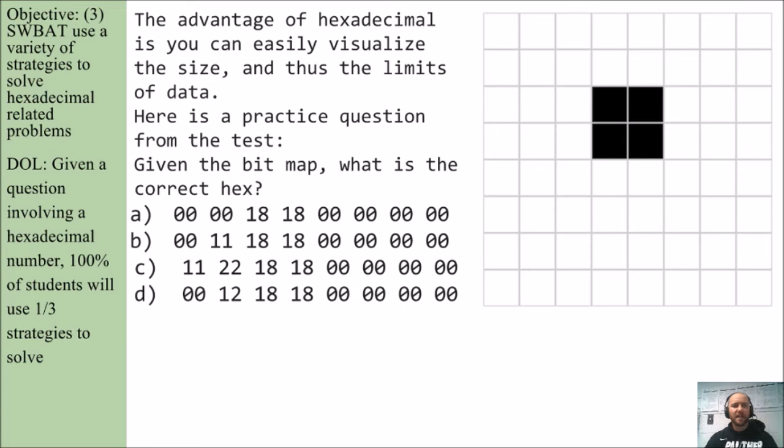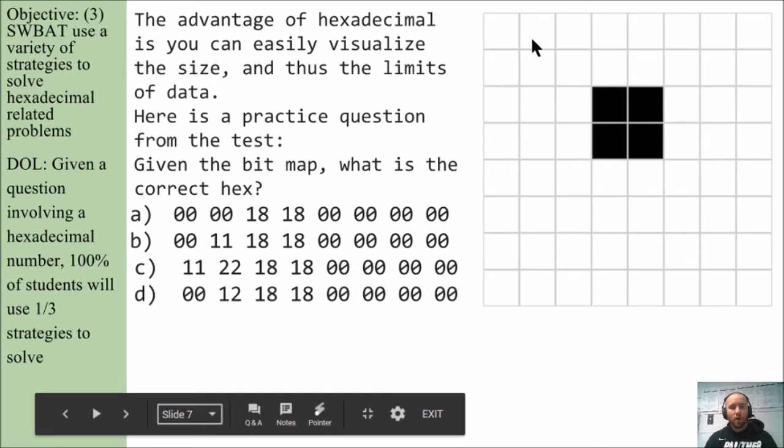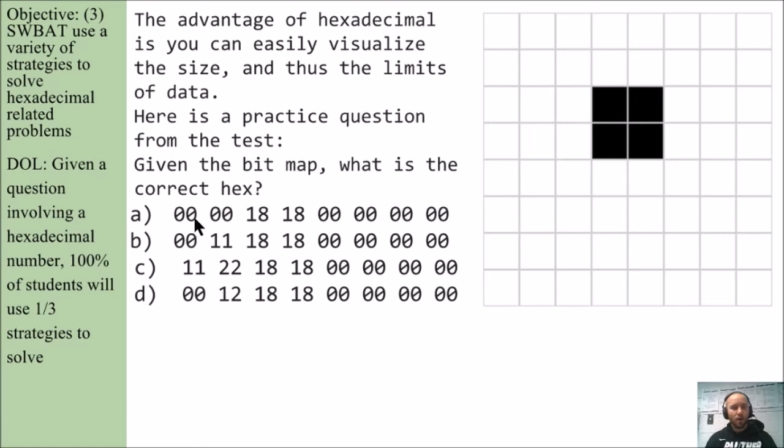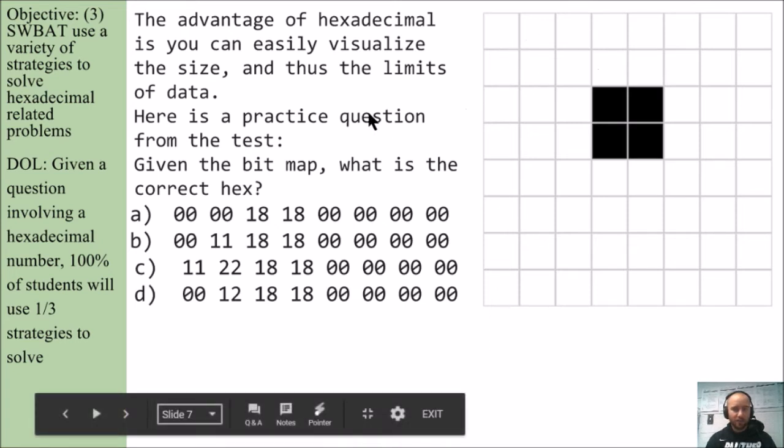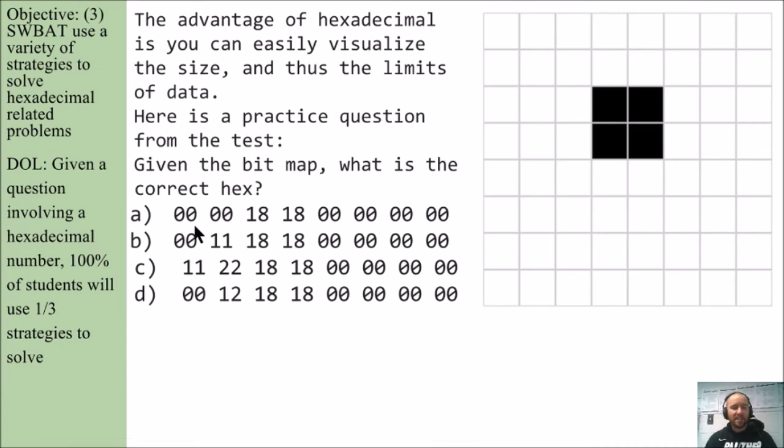Another advantage of hexadecimal is you can easily visualize the size and thus the limits of the data. So here's a practice question from the test. Given the bitmap, what is the correct hex? So 1, 2, 3, 4, 5, 6, 7, 8. Each row is 8. So the row is 8. Okay, so it's an 8 by 8 square. If each hex digit has 4 bits in it, so 4 bits plus 4 bits, so this must be the row.